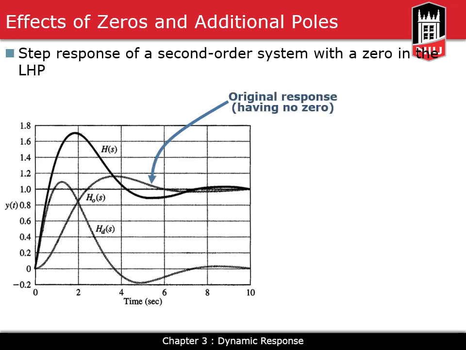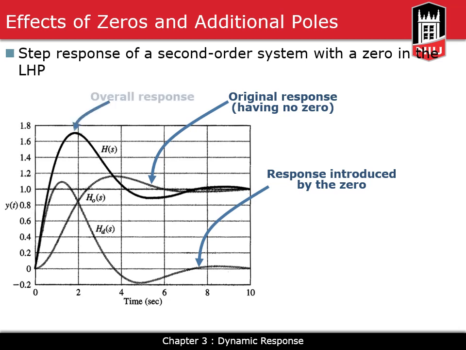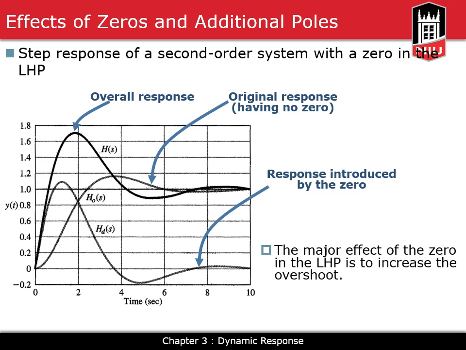So we had the original response having no zeros, the response introduced by the zero, add them up, and that is the overall response. So you can see that the overall response will have a larger overshoot. The major effect of the zero in the left half plane is to increase the overshoot. So this is our result. It has very little influence on the settling time.